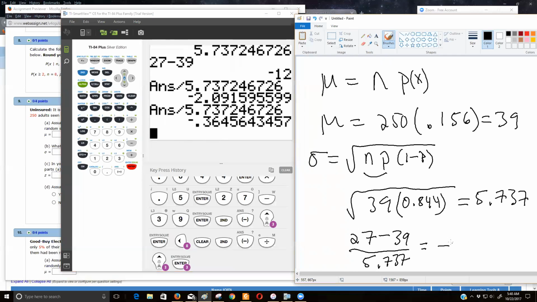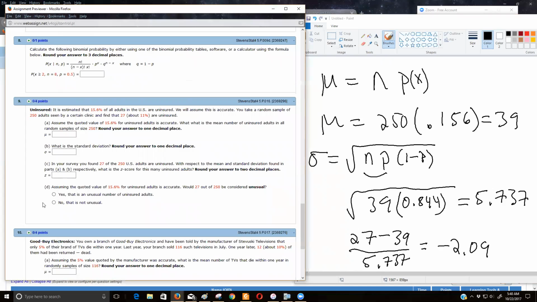Since that's more than 2 standard deviations away from the mean, we're going to assume that getting 27 uninsured adults in a sample is an unusual event. Where we're going to go eventually is, does that mean we just had a bad sample, or the 15.6% figure, which gives us an average of 39 people, isn't right? Something is happening there. But that's how you do this problem without having to interpret too much. Okay, hope this helps.